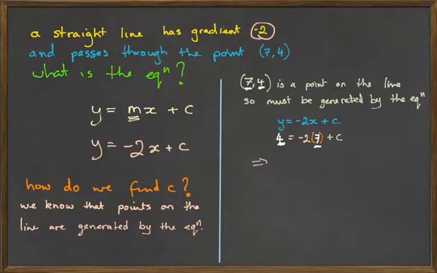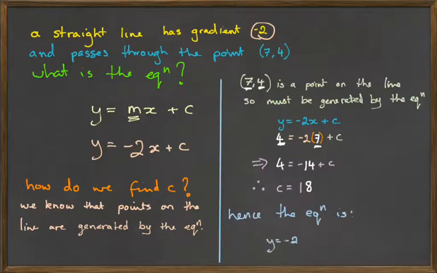Okay. Simplifying, we have 4 is equal to minus 14 plus c. So c, therefore, must be 18. Hence, the equation is y is equal to minus 2x plus 18. Okay. I'm going to do the third page from your notes now that you were given in class, since we have only gone to 6 minutes.